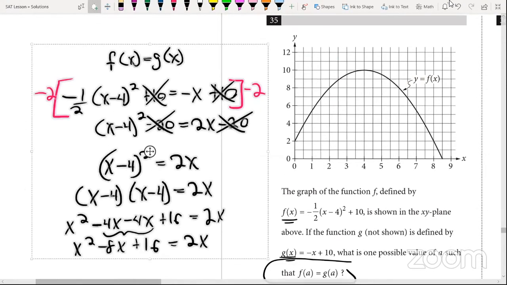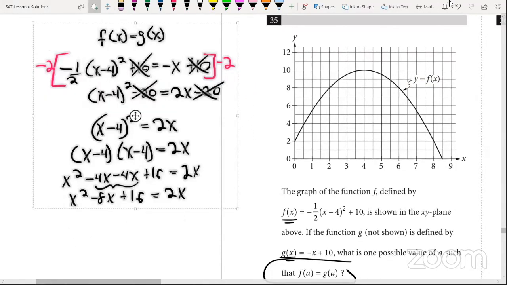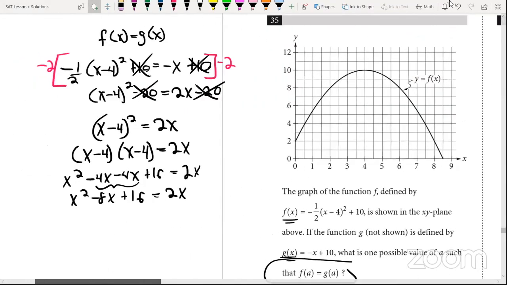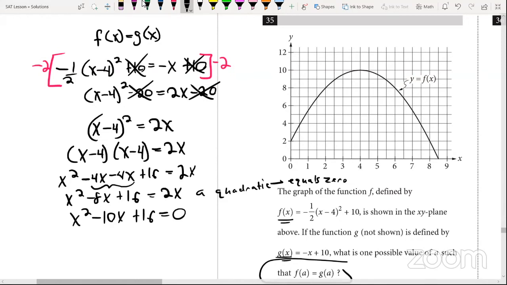So this is just a quadratic solving situation. And we say to ourselves right here, this is a quadratic. A quadratic has y to the first power and x to the second power. And the reason we do that is because a quadratic equals 0. So take away 2x from both sides. x squared - 10x + 16 equals 0.